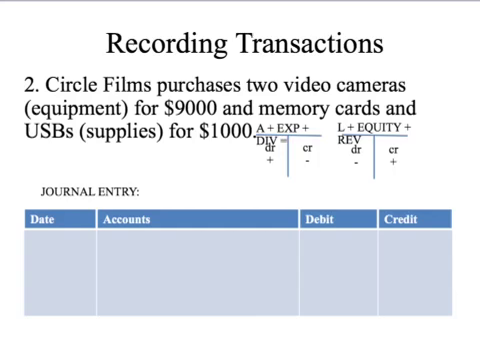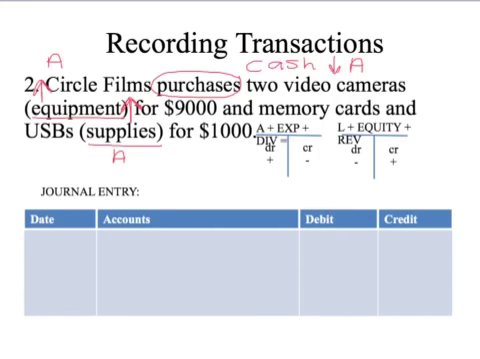Circle Films purchases 2 video cameras, which is equipment, and memory cards and supplies for $1,000. If you're purchasing equipment, that means your equipment is increasing. If you're purchasing supplies, that means your supplies are increasing. Both of these are assets because they're things that the business can use. Now, when you buy something, you normally pay for it. So that means we've got cash decreasing, which actually is also an asset. So everything's an asset in this transaction.